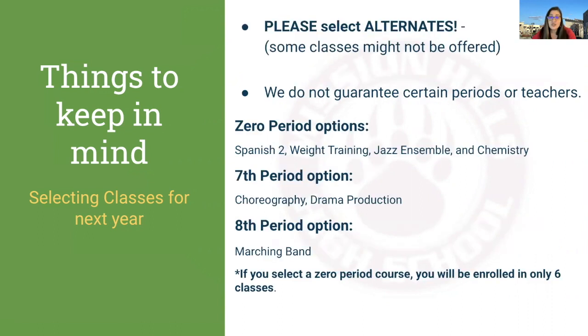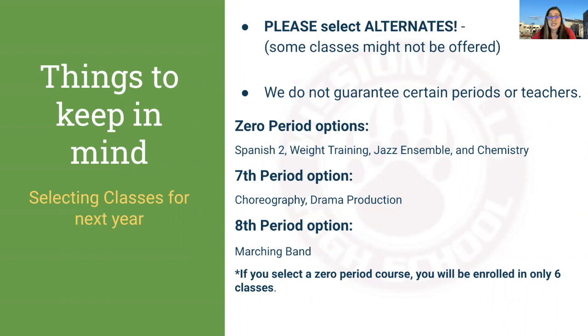In addition to choosing up to 6 classes for next year, you will also be selecting 3 alternates. You remember how important alternates are. Alternates are those classes that are your backup choices in case your elective is full or not offered next year. Again, it's super important that you select 3 alternates.